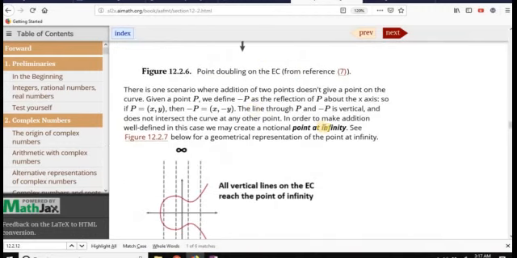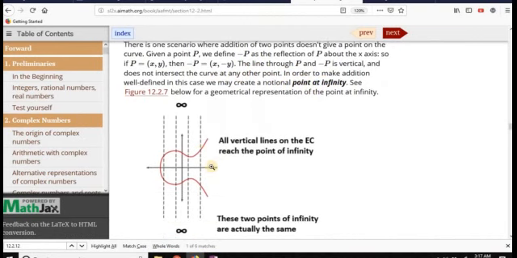And then there's this exceptional case where you actually have 2 points that are lined up vertically, and if you add those, then you get a vertical line. So technically there is no third intersection. So you add this so-called point at infinity.